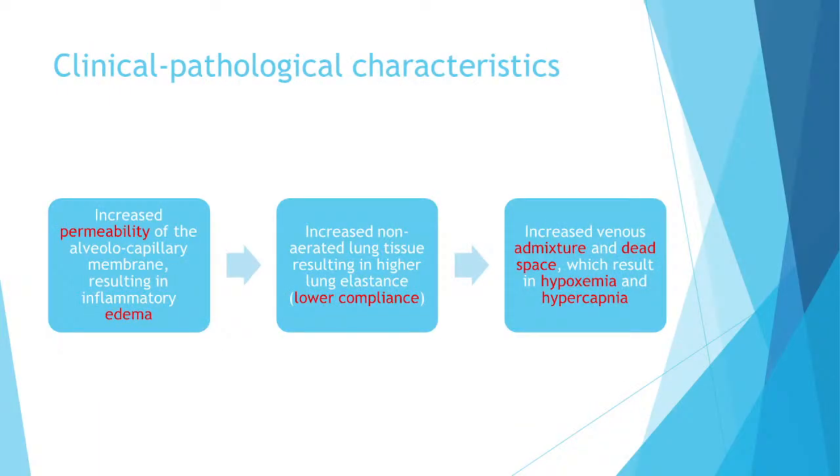So what happens in an acute hypoxemic respiratory failure or ARDS? There is some etiology that is leading to increased permeability of the alveolar capillary membrane that results in an inflammatory edema. At the same time, there is an increase in the non-aerated lung tissue due to atelectasis and other causes leading to a lower compliance of the lungs. And this leads to increased shunting, increased venous admixture and dead space that result in hypoxia and hypercapnia.